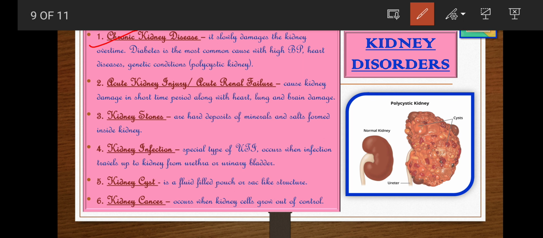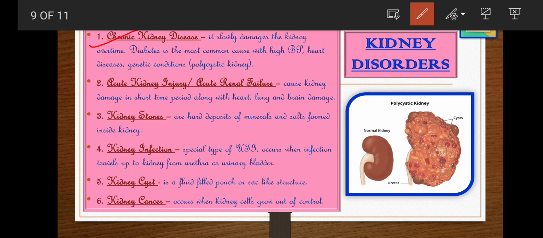Diabetes is the most common cause of CKD, and other causes include high blood pressure, heart diseases, and certain genetic conditions such as polycystic kidney disease. The early stages of CKD may not cause any symptoms, but when the kidney is damaged properly, the symptoms seen are swelling in the feet, legs, face, or hands, muscle cramps, dry, itchy skin, chest pain, numbness, fatigue, poor appetite, weight loss, nausea, vomiting, and shortness of breath.